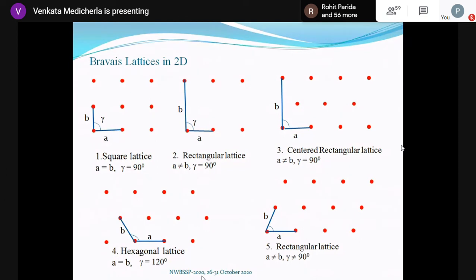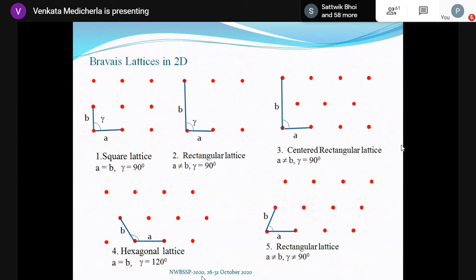But we will not discuss much about these 2-dimensional lattices, because when you study solid-state physics, first we are going to do 3-dimensional Bravais lattices, not 2-dimensional. 2-dimensional lattices are required only when you do surface physics. When you talk about surfaces and surface reconstruction, then you will talk about 2-dimensional lattices. Otherwise, these are not much important for the bulk properties of solids. I just wanted to tell you what the possibilities are.